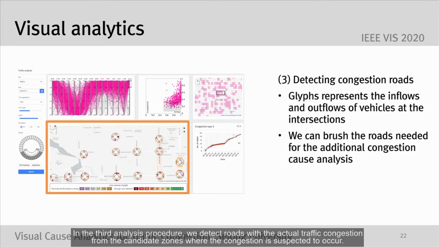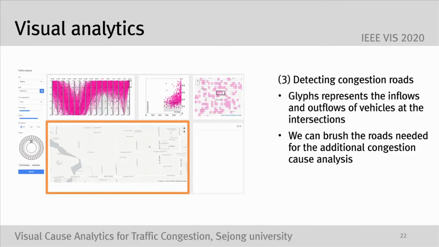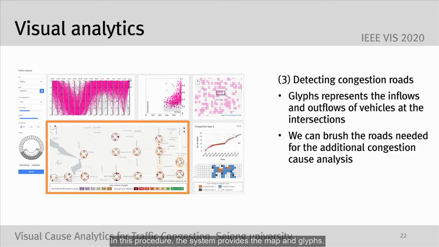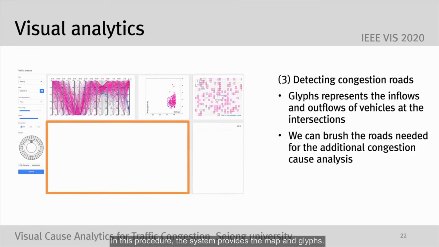In the third analysis procedure, we detect roads with the actual traffic congestion from the candidate zones where the congestion is suspected to occur. In this procedure, the system provides the map and glyphs.